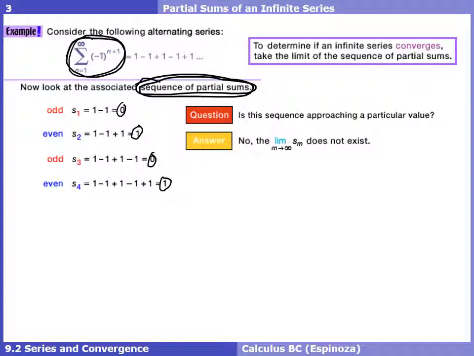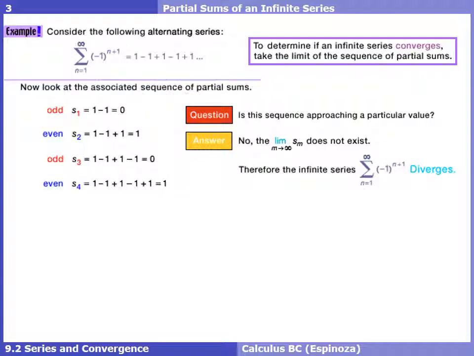So no, the limit of this sequence of partial sums does not exist. If we take the limit, you'll notice it's just alternating and not approaching a particular value, so that limit does not exist. So the conclusion we can make is that this corresponding infinite series diverges. Since the sequence of partial sums doesn't approach a particular value, then we know the corresponding infinite series must diverge.